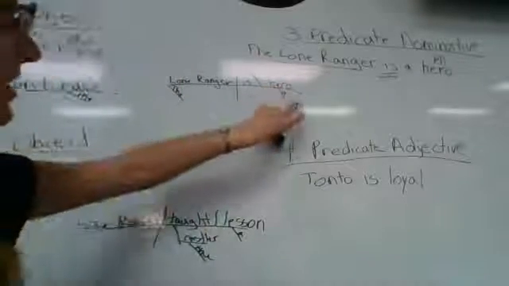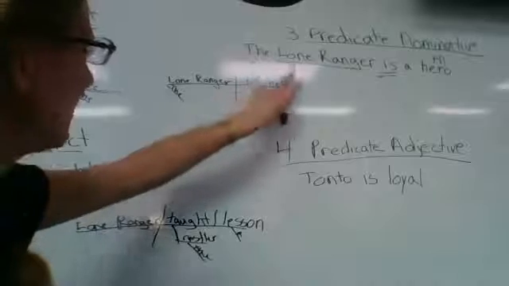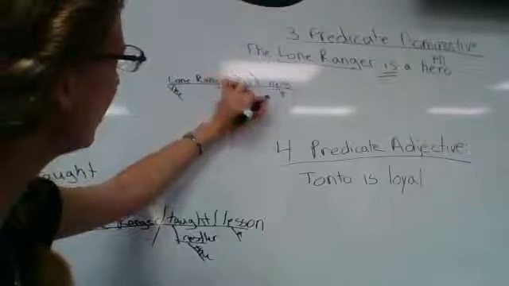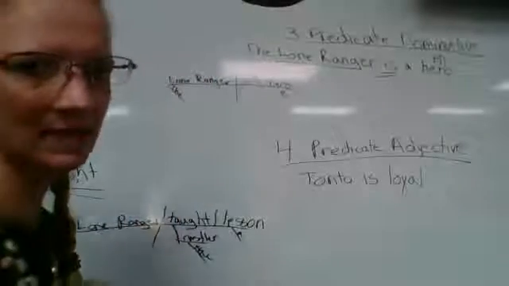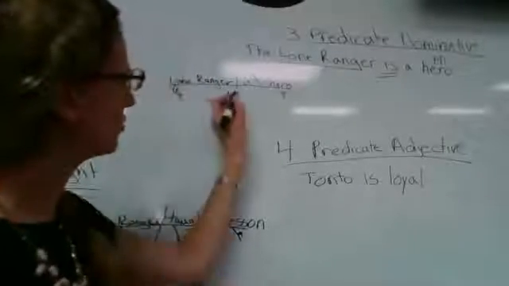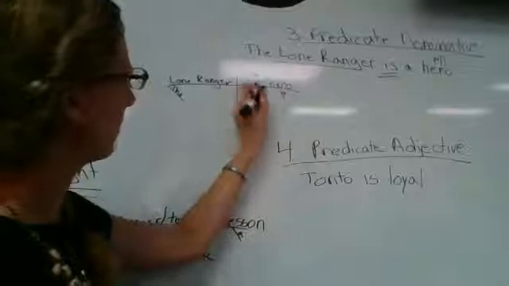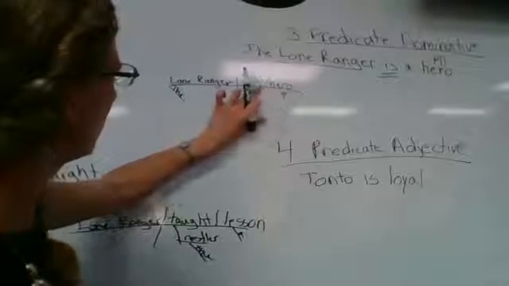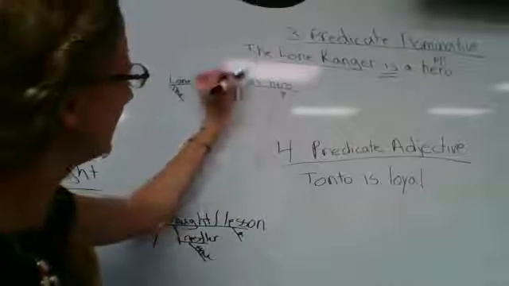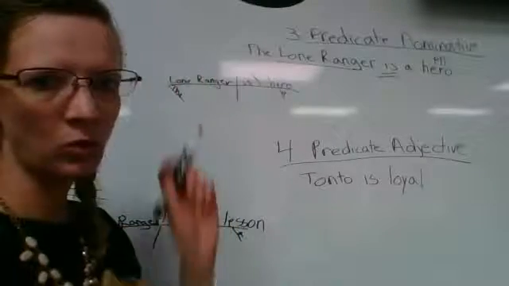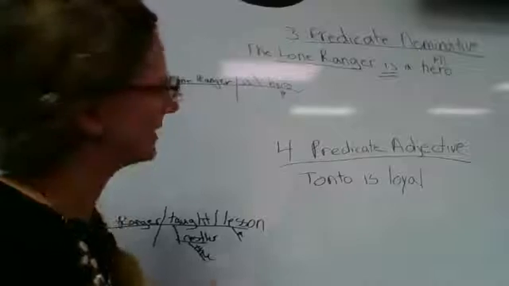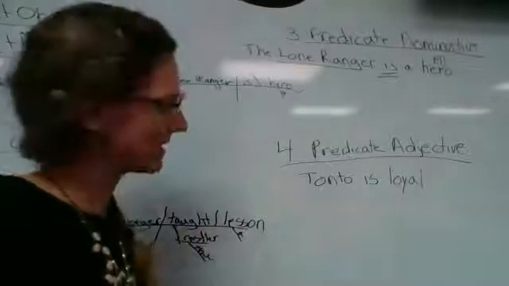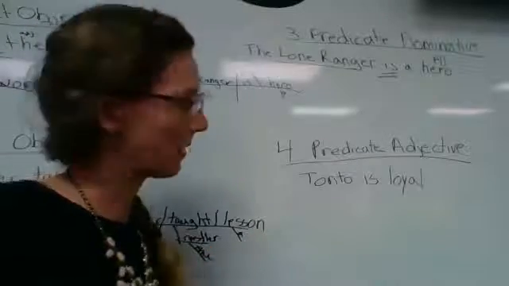So because, remember, a hero is renaming the Lone Ranger, so think of the hero pointing back to the Lone Ranger. So you're going to slant your line back to the Lone Ranger because that is who it is describing. Lone Ranger is a hero. So it's a lot like the direct object, but don't go below the line. It stops at the line and it slants backwards towards the Lone Ranger. All right, that's how you diagram a predicate nominative.